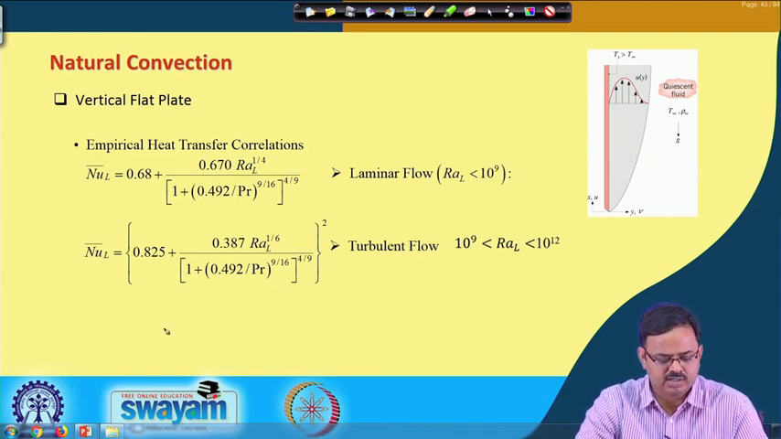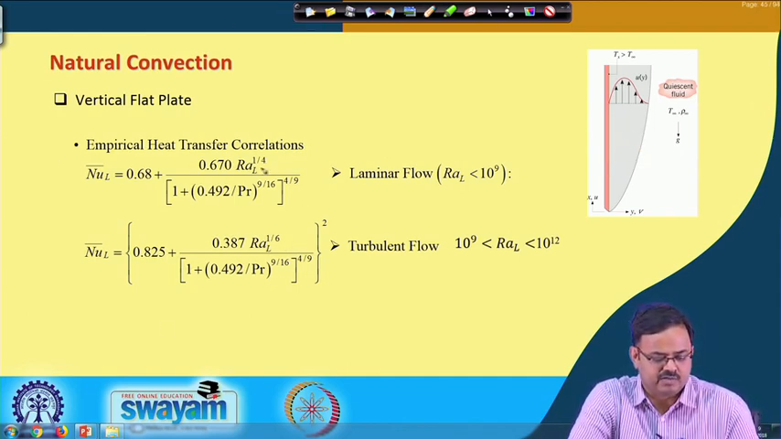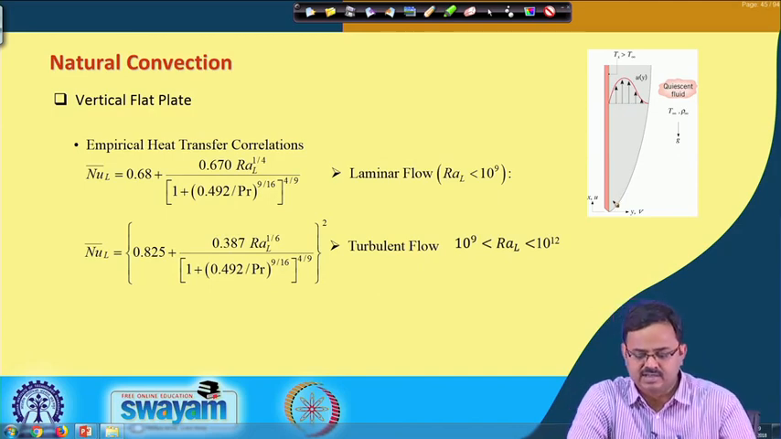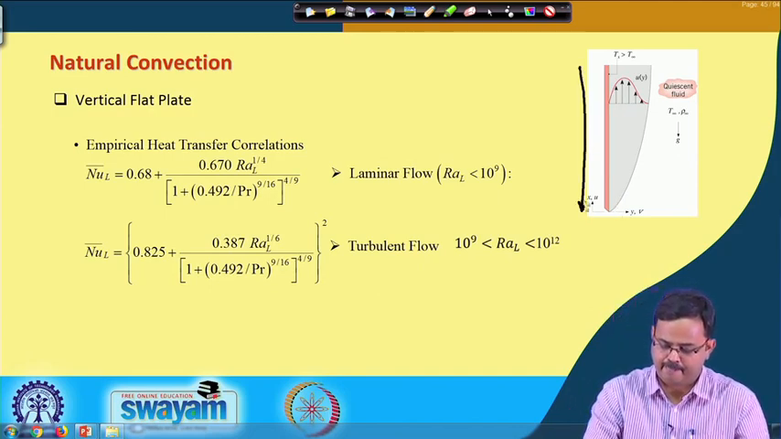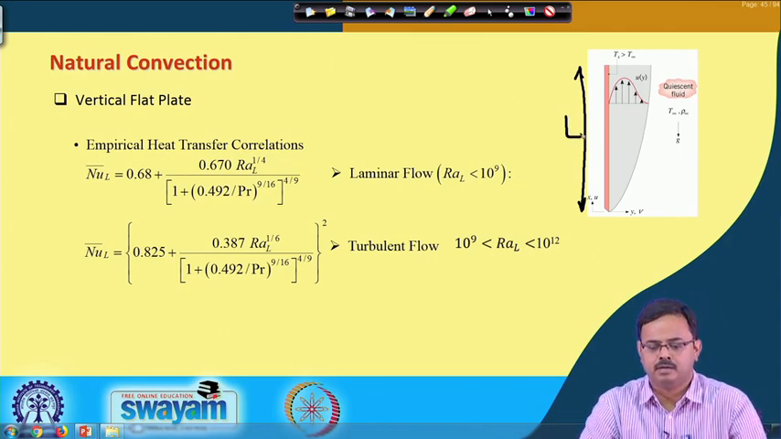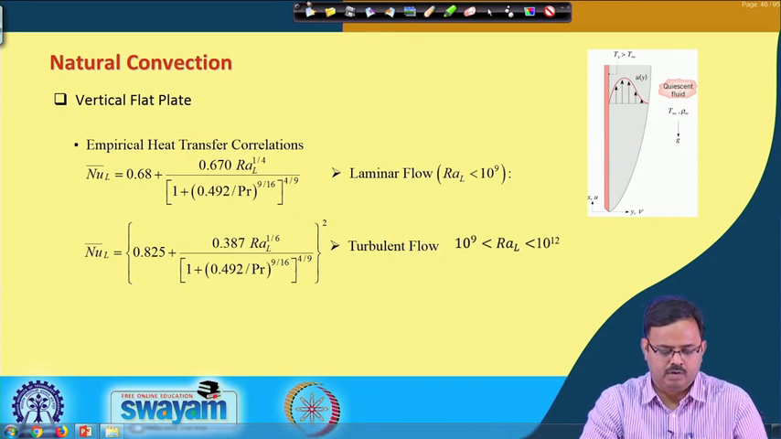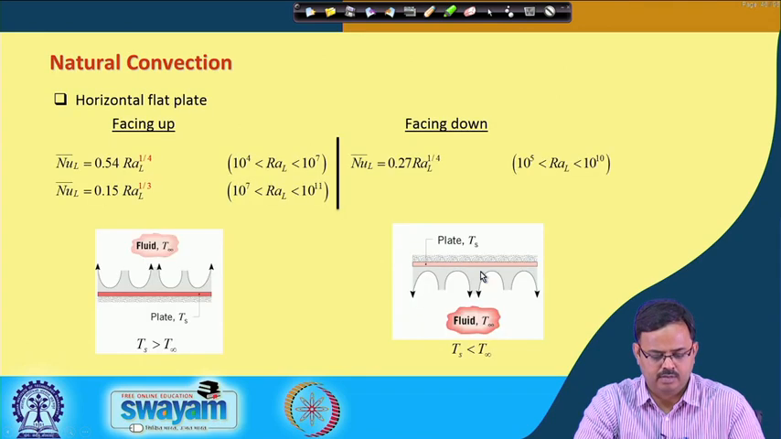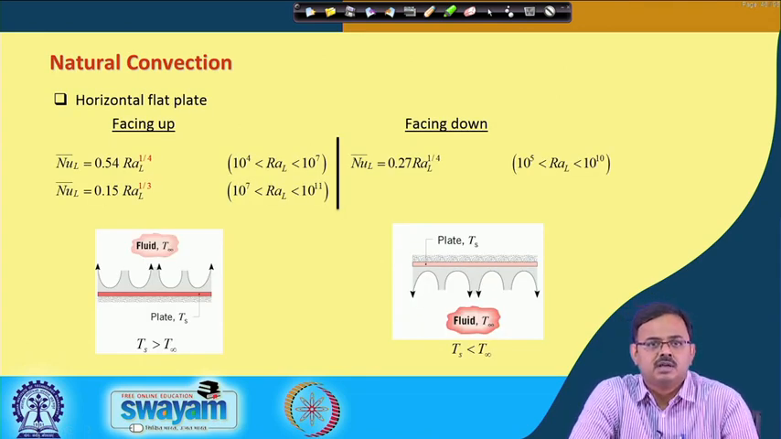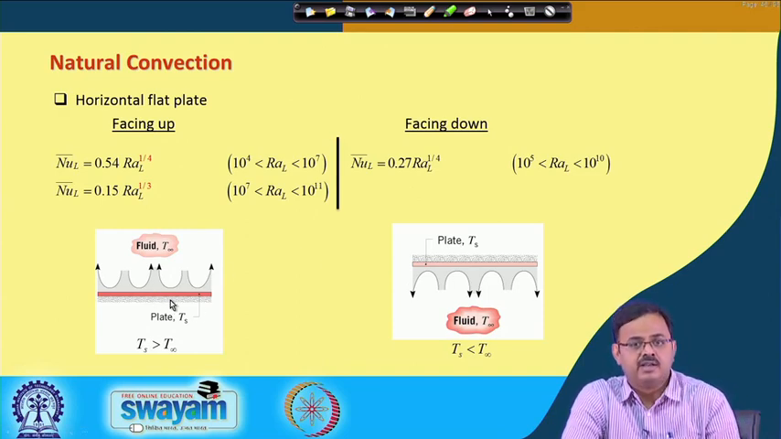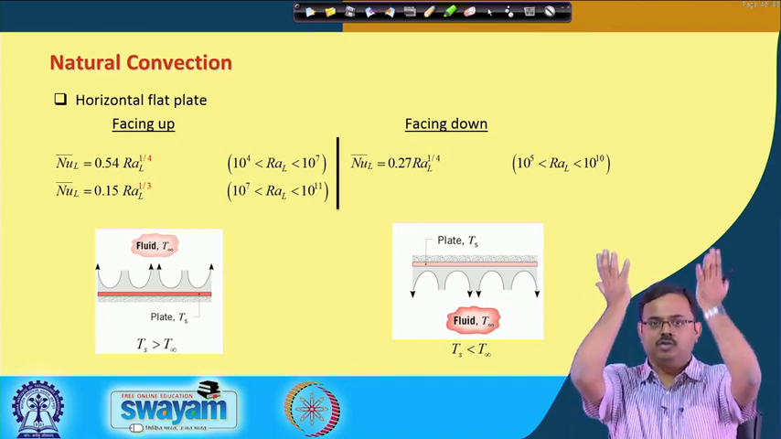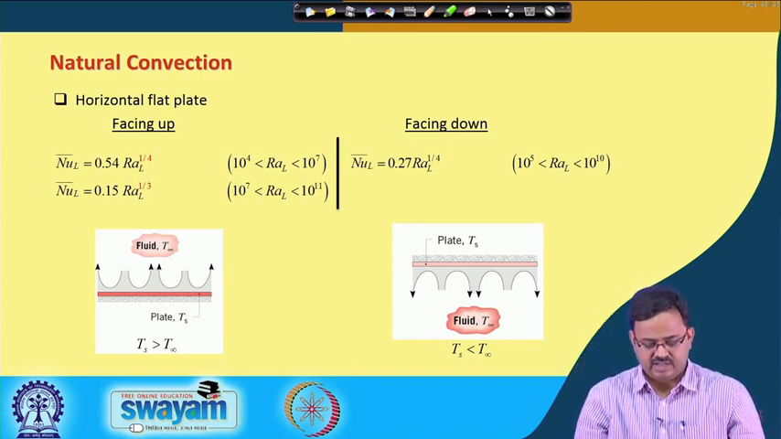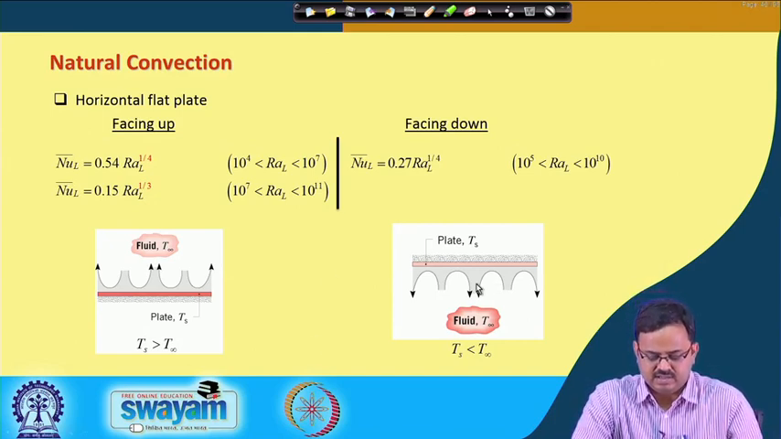So, here also we have correlations like this, except now these are in terms of Rayleigh number. Nusselt is a function of Rayleigh number, and L is the height of the plate here, because this is the flow direction, correct. Vertical flat plate. If it is a horizontal flat plate, then these are correlations. If the hot surface is facing up, then the flow will go up. If the hot surface is facing down, and so these are the same thing. If it is a cold surface, then this and this is the same.